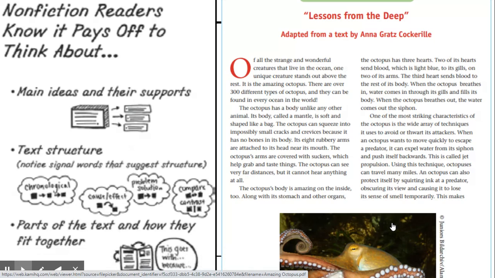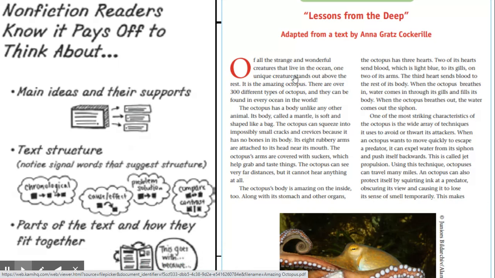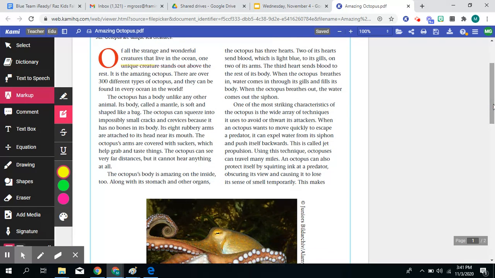Now our picture here is of an octopus. So I think this photo has the intent to help us visualize as we are reading. All right, so that's just one part. Now let's reread this paragraph and think about main ideas and their supports. And I'm going to go ahead and mark up the text thinking about the main ideas. All right. So out of all the strange and wonderful creatures that live in the ocean, one unique creature stands out above the rest. It is the amazing octopus. There are over 300 different types of octopus, and they can be found in every ocean in the world.